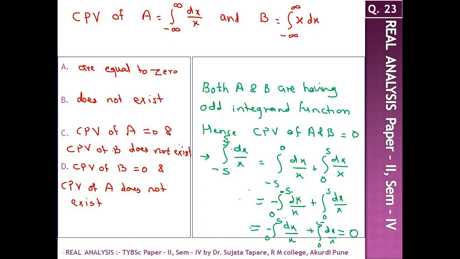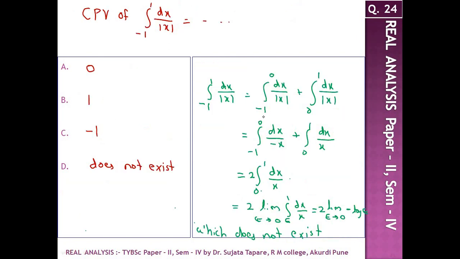So when x is replaced by minus x, dx becomes minus dx, and when x tends to minus s, minus x tends to s. So this limit is also s. So we have minus of integration 0 to s dx upon x plus integration 0 to s dx upon x, and the sum is 0. So the limit as s tends to infinity of 0 is equal to 0. So therefore CPV of A is equal to 0. Similarly we can prove for B also 0. Answer is A.